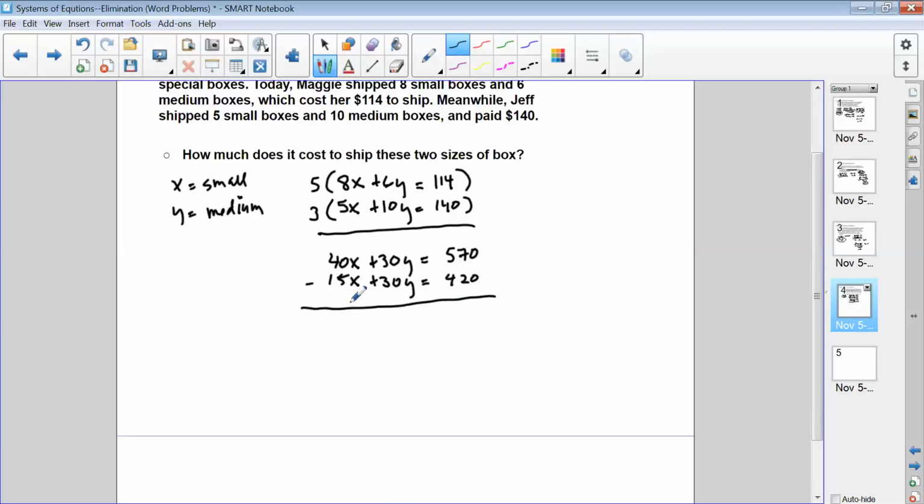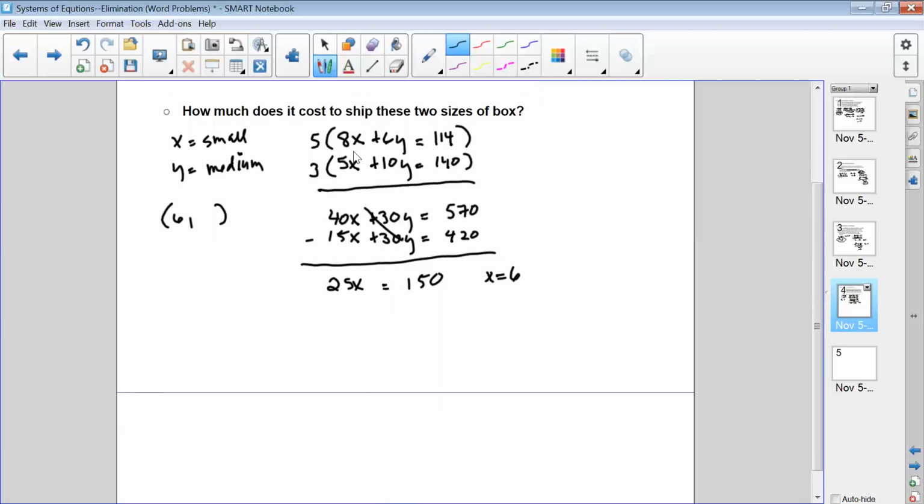I'm going to subtract those, and that's going to give me 25X. 30Y minus 30Y is 0, and I'm going to get 150. Divide by 25, I'm going to get X equals 6. So how much does it cost to ship these 2 sizes of boxes? Well, the X's would be small, so it's $6 to ship a small box. Now that I know that X is 6, I'm going to go back to the top equation.